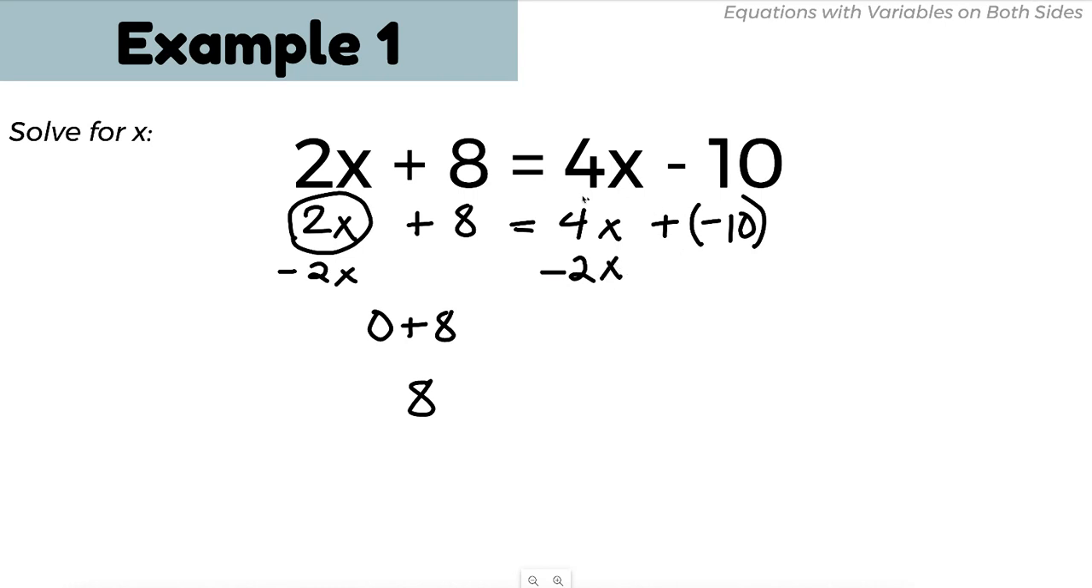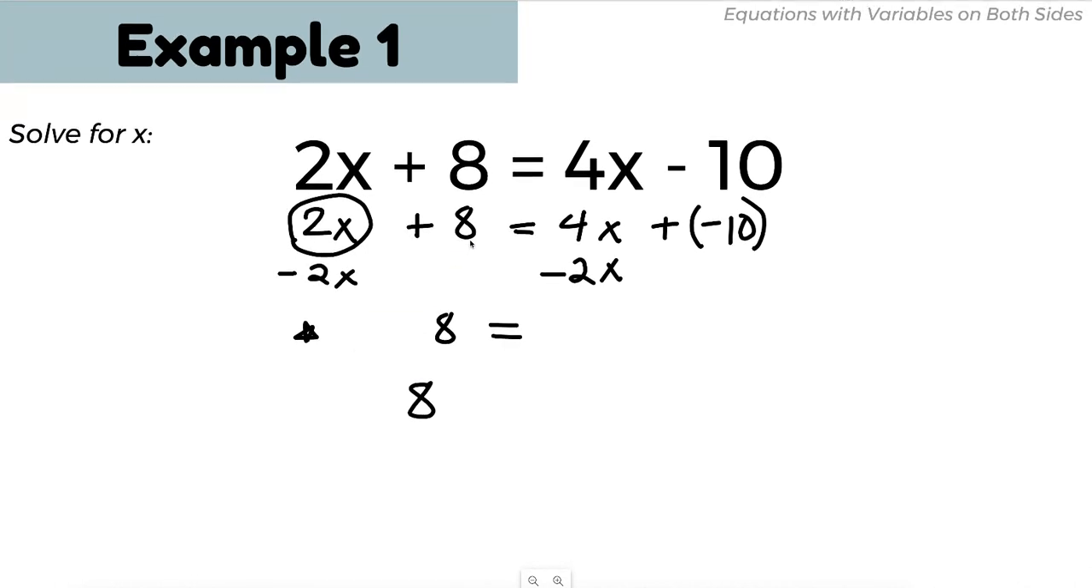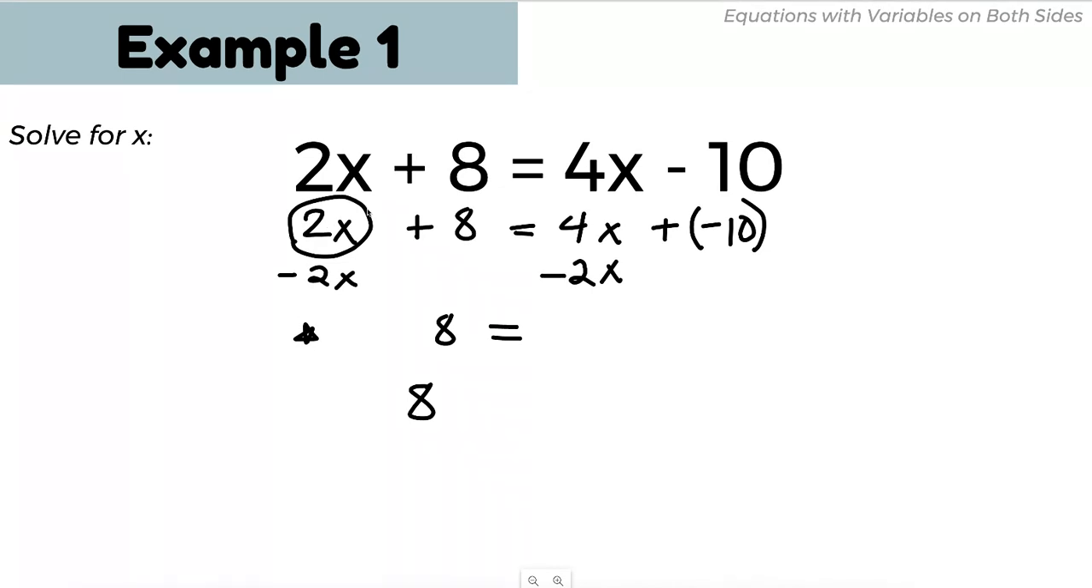A couple details to remember. X's add with x's. So that's why I lined up my x's together here. Now you can put this step down here where you have the 0, but it's not necessary. So these will cancel. My 2x and negative 2x will cancel. And I'm left with 8 equals 2x plus negative 10.